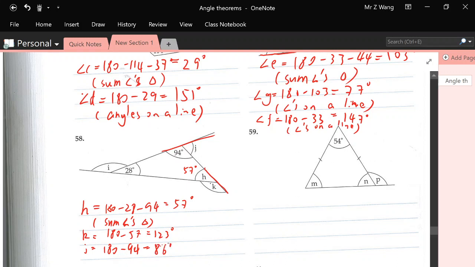86 degrees. And then I is 180 minus 28 is 152 degrees. Right? Does that make sense? Okay, so then we write down the reasoning. So these are angles on a line. Okay?